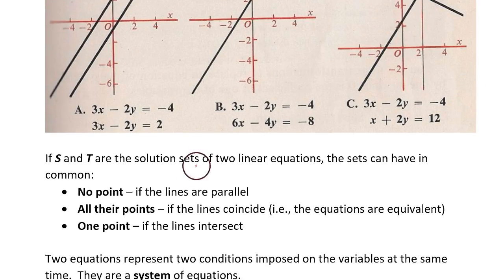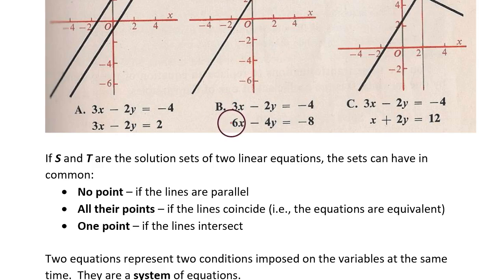If set S and set T are the solution sets of two linear equations, the sets can have in common no point if the lines are parallel. That was the first picture. Or all their points. That happens if the lines coincide, if one equation is equivalent to the other. That was the second picture.